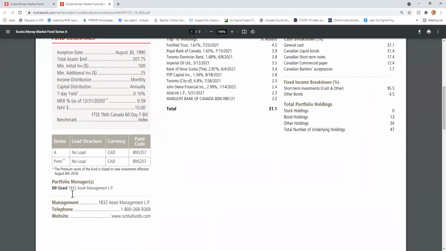So this, of course, is showing you the portfolio managers. Bill Gerard is the portfolio manager. He is working with this company. Scotiabank's fund manager is 1832 Asset Management. This is the company which is managing the mutual funds for them, and the company has hired Bill as the portfolio manager.